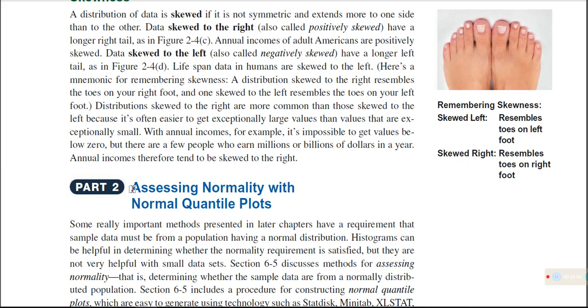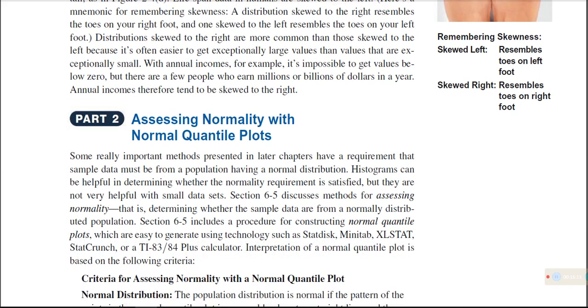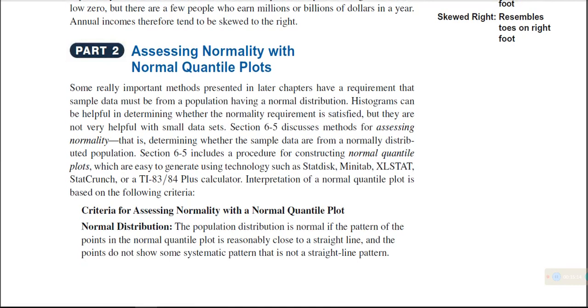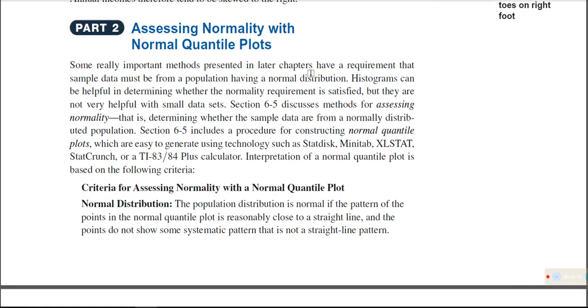Okay, next. Assessing normality with normal quantile plots. Some really important methods presented in later chapters have a requirement that sample data must be from a population having a normal distribution. Histograms can be helpful in determining whether the normality requirement is satisfied, but they are not very helpful with small data sets. So, criteria for assessing normality with a normal quantile plot.